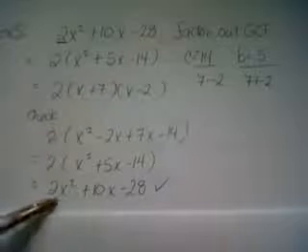So I can check my work by foiling. Right there, I just foiled that back out. But now I'm going to take this 2 and use distributive property. When I multiply that out, I get 2x squared plus 10x minus 28.